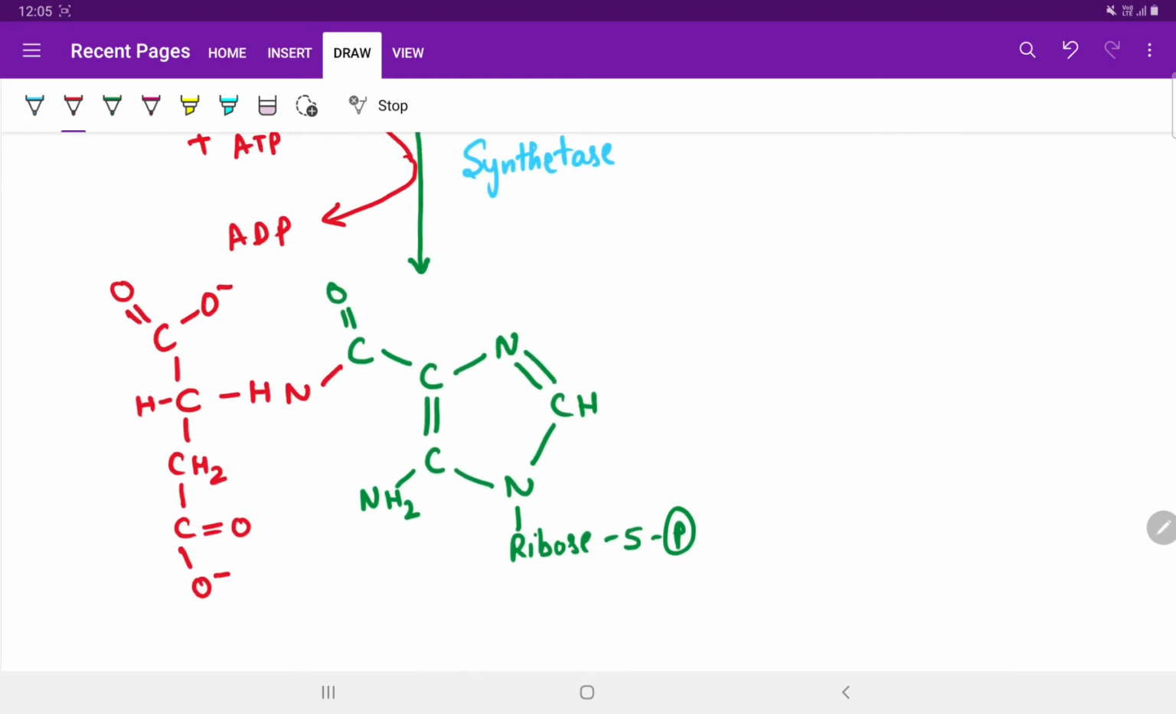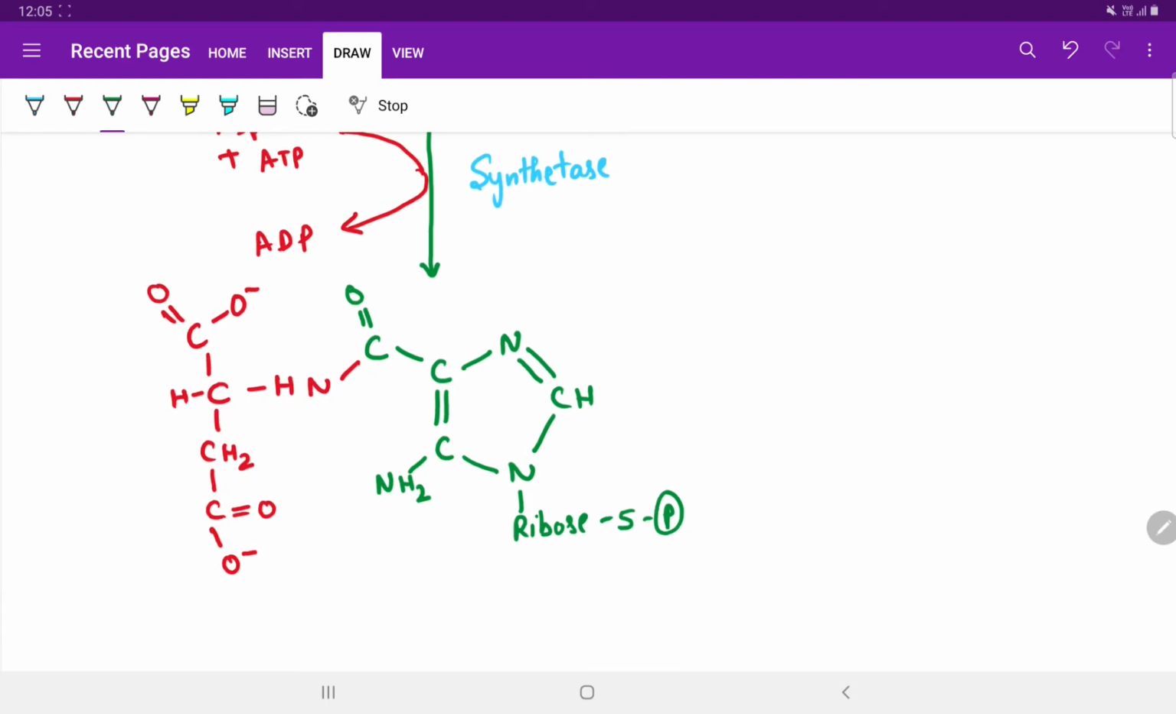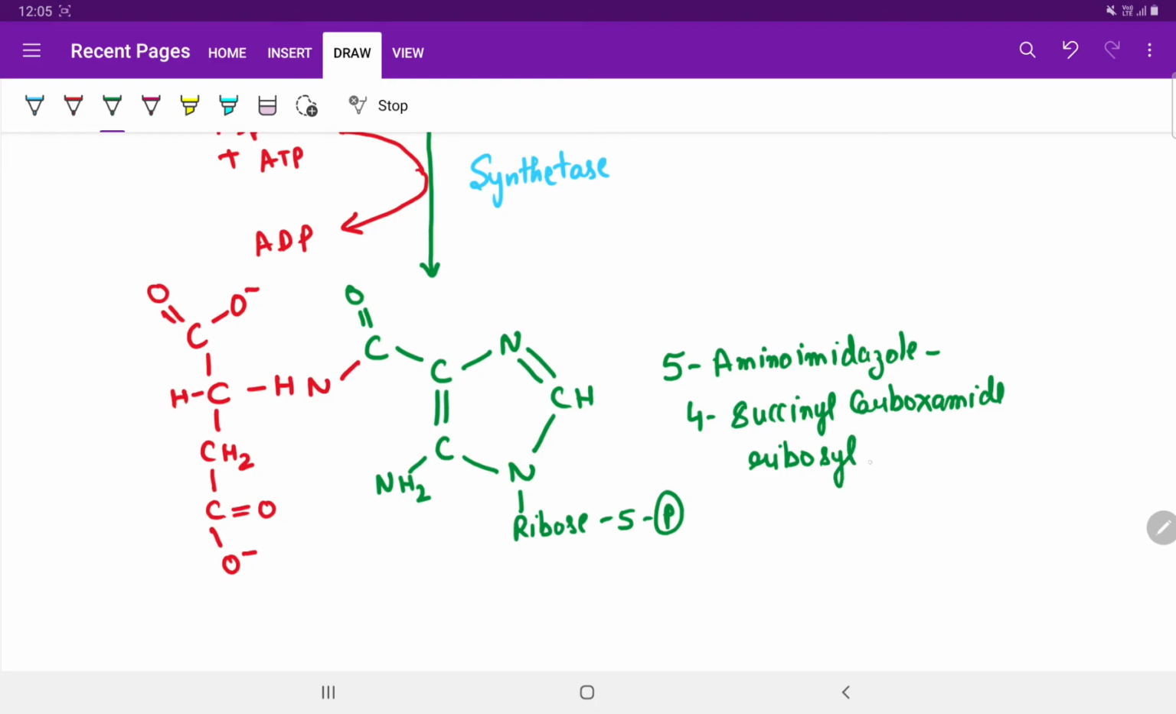So this compound is known as 5-aminoimidazole (4-succinyl carboxamide ribosyl 5-phosphate). So this is a precursor formation for the purine ring.